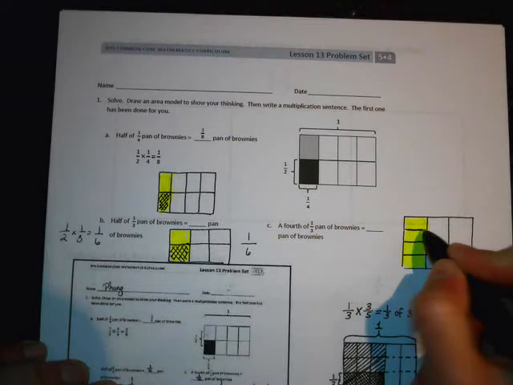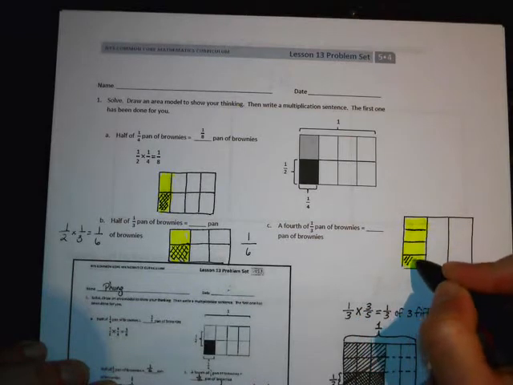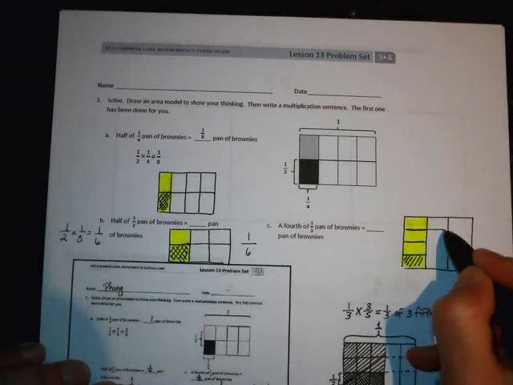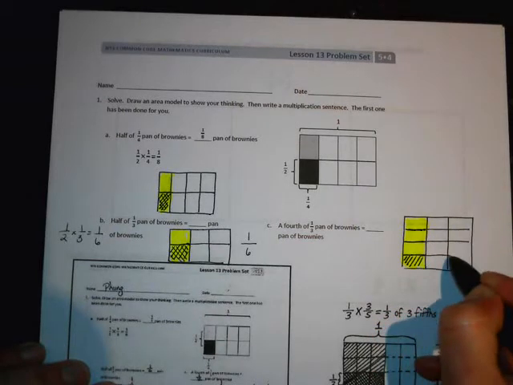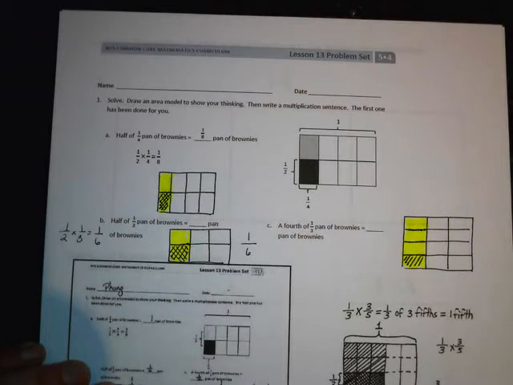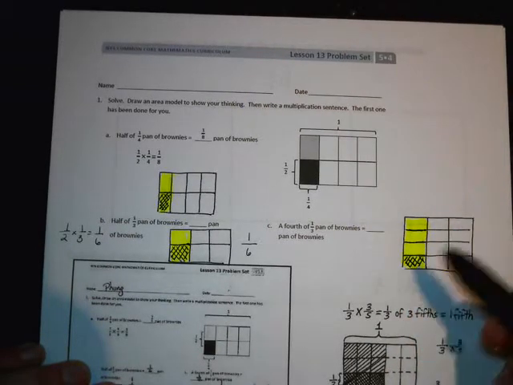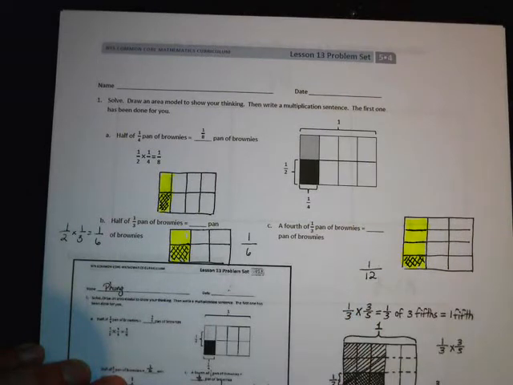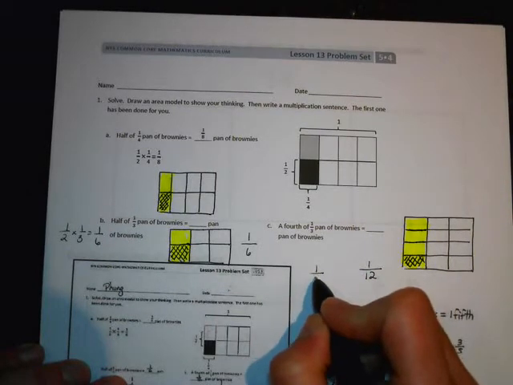Okay, and then I want 1/4. Now look, if I divide this up into fourths, everything needs to be divided up into fourths. All right, so my answer is this checkered part. Now let's take a step back. How many pieces did I divide my brownies up into? Looks like 12, and I want one of those. So 1/4 times 1/3 equals 1/12.